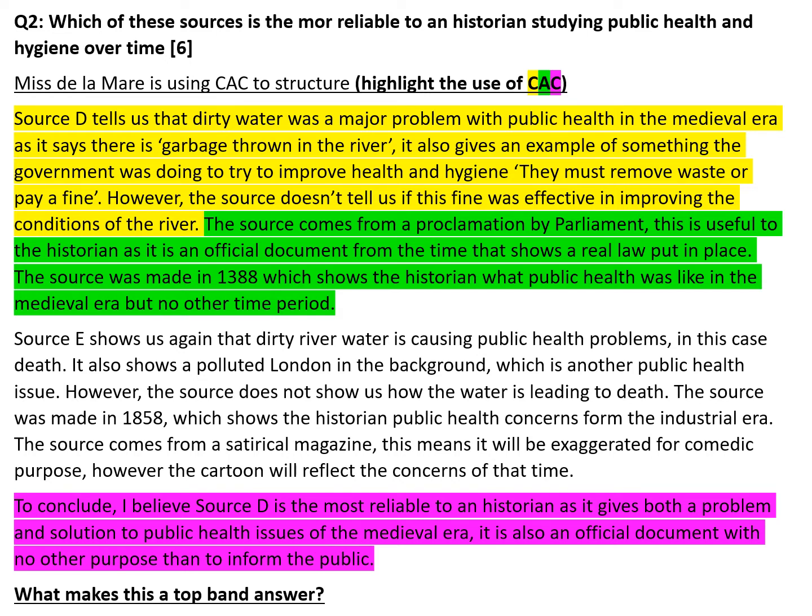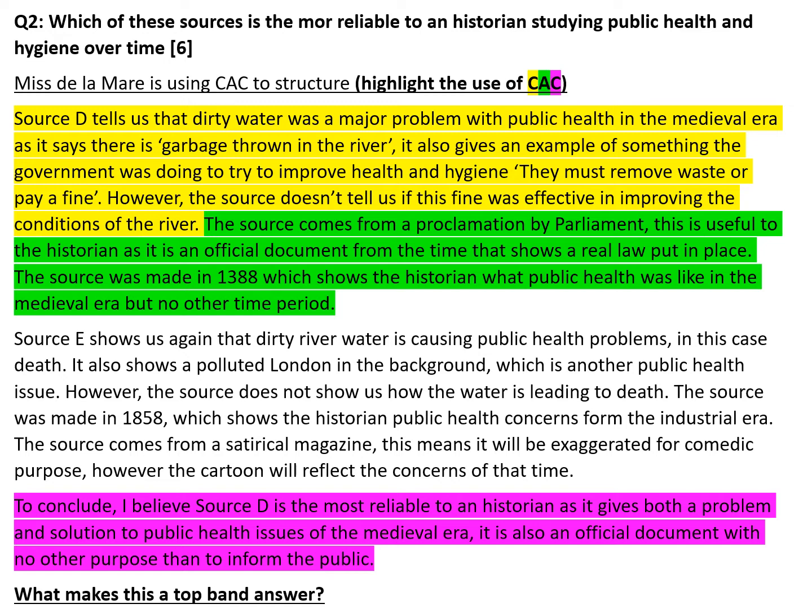The source was made in 1858, which shows the historian public health concerns from the industrial era. The source comes from a satirical magazine. This means it will be exaggerated for comedic purpose. However, the cartoon will reflect the concerns of the time. So have I done a strength and weakness from the attribution and the strength and weakness from the content? And then you do a conclusion where you say which source is the best and you give the magic number, 2 reasons why.